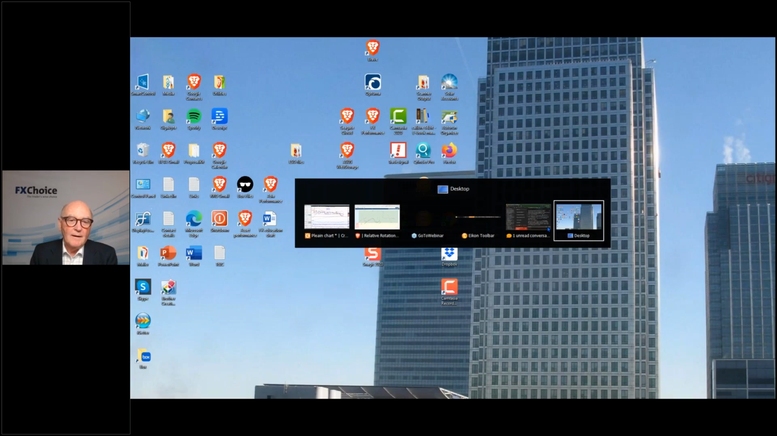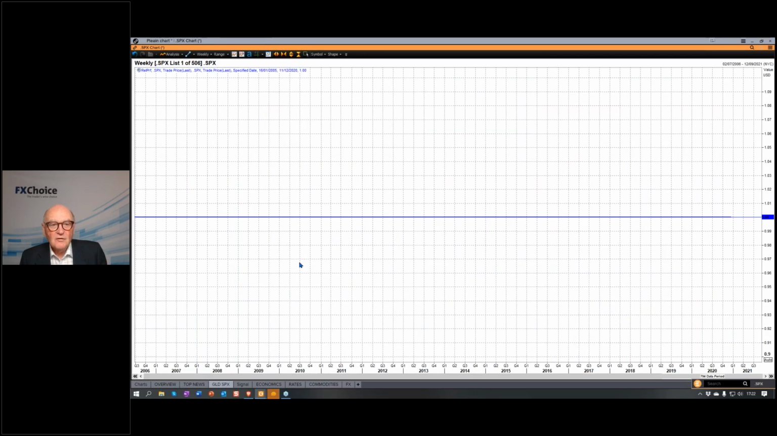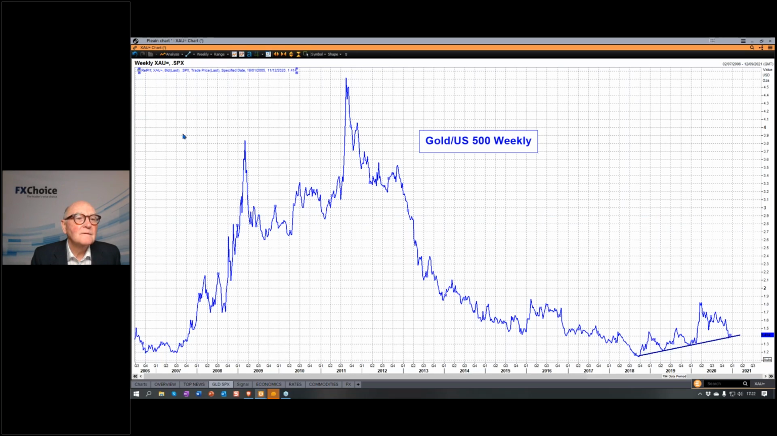So if I show you here in this chart I've made, this is a chart of... I can't show it to you. What has happened to this? Oh, there it is. It's decided to come back. Whenever I do this, I don't know why it keeps picking up another security.